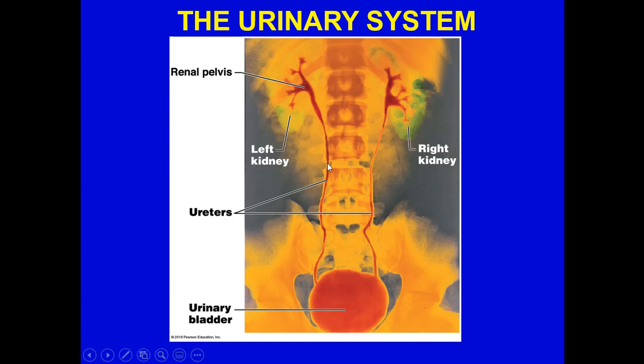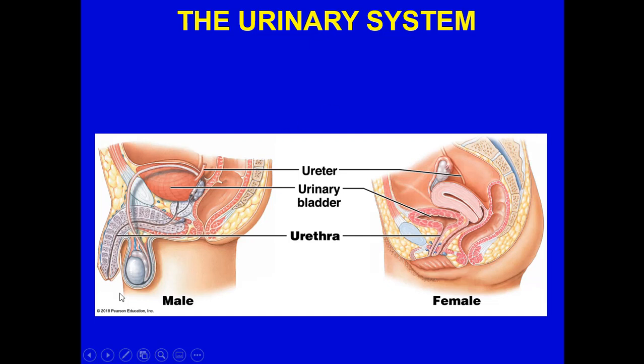Here we have a pyelogram, and basically it's a radio-opaque fluid, and as you can see, it's collecting nicely here in the renal pelvis, etc., travels down through the ureters, and then collects in the urinary bladder. This is how doctors may be able to tell if there is a blockage in the ureters or in the minor or major calyxes, okay? Here is the outline from the ureters to the bladder, and then out by the urethra.